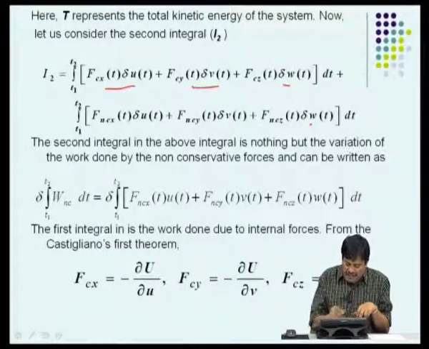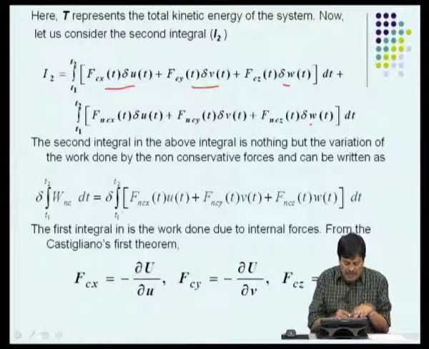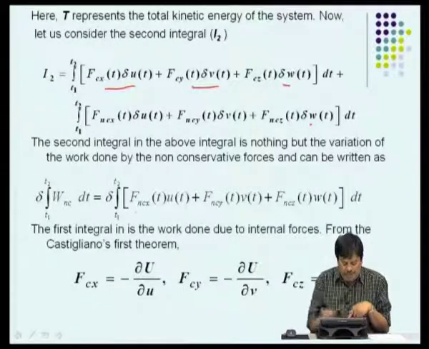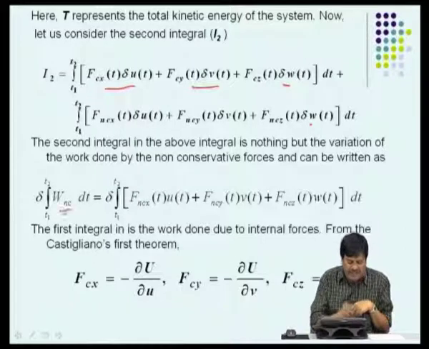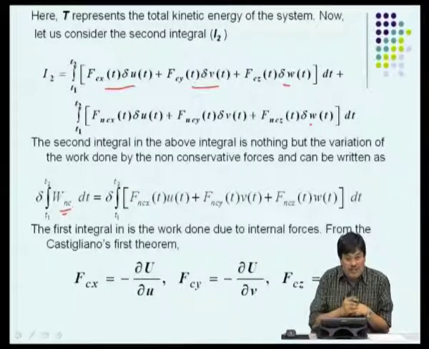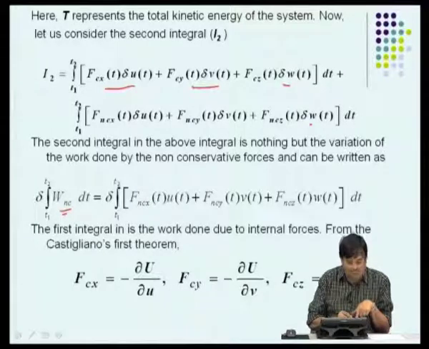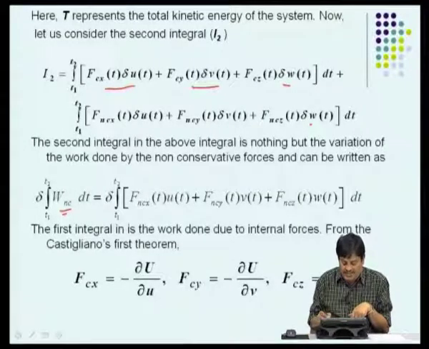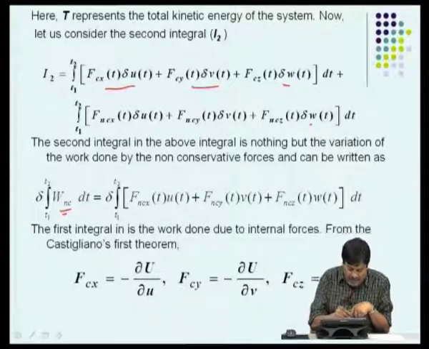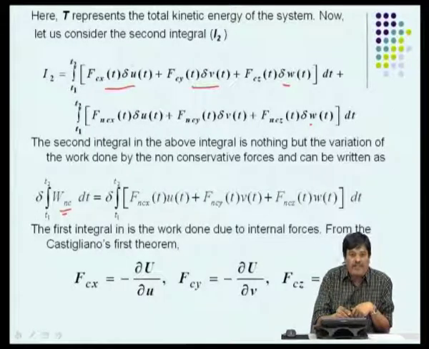So, the second integral here is a non-conservative, that is basically delta of non-conservative, the work done by the non-conservative forces, which we can write as WNC. But we invoke now the Castigliano's theorem. The conservative forces are related to du by delta u by small u in the x direction, y direction and z direction. So, when we plug this in, this portion is nothing but delta u.